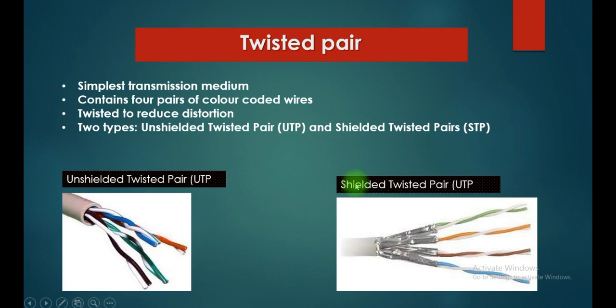Now for the shielded twisted pair, the difference between the two is that you have this aluminum foil which shields each pair. The reason for it is really to add an extra layer of protection and to make it that much more resilient to distortions during the transmission process.